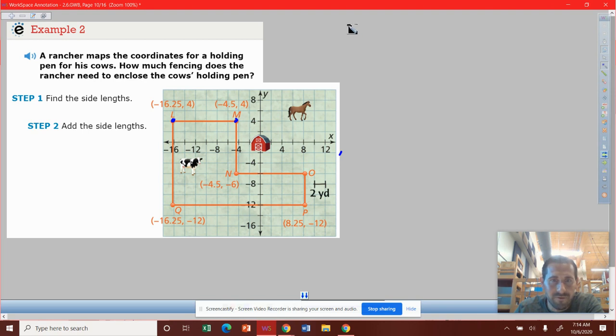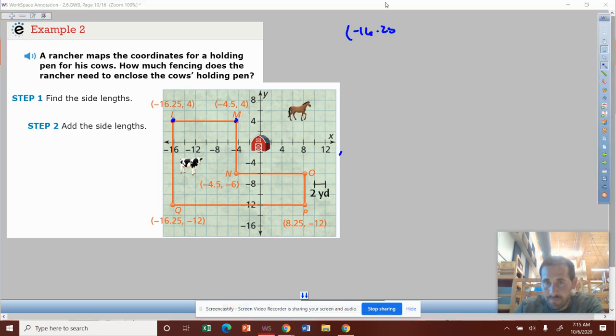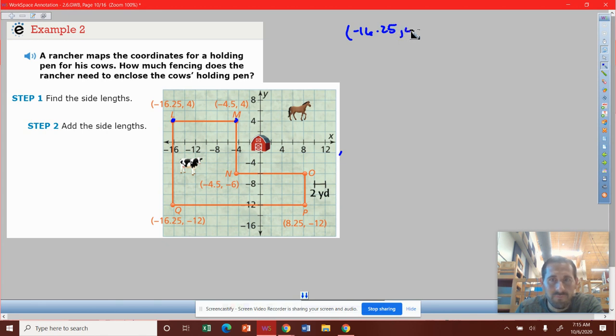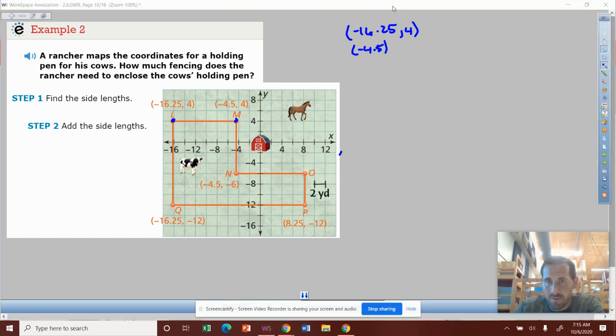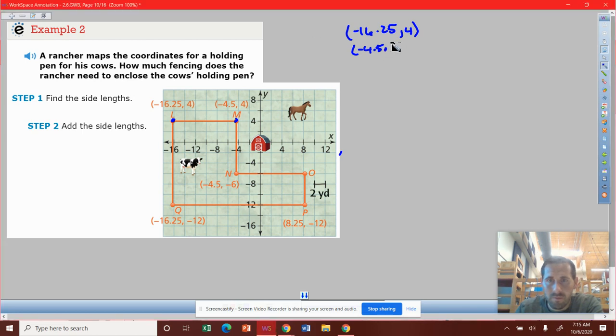So we'll have negative 16.25, 4, and then we're going to compare that to negative 4.5, 4. So that's one of our distances. You'll see that the x direction is what we're going to be looking at, where the y's are exactly the same, the 4 and the 4.